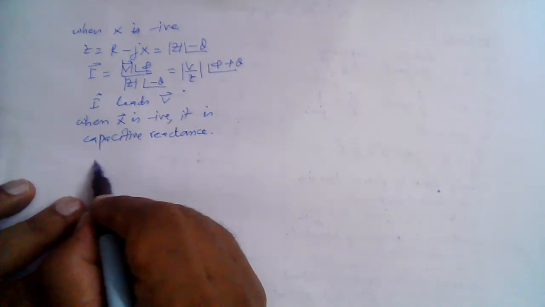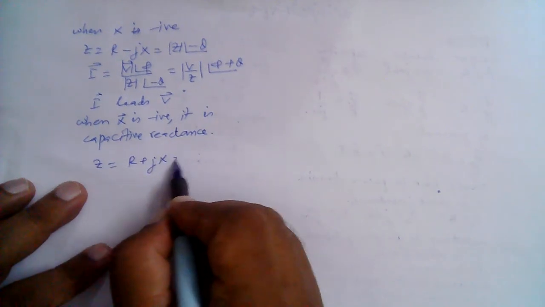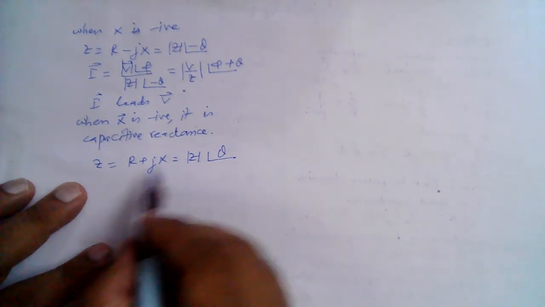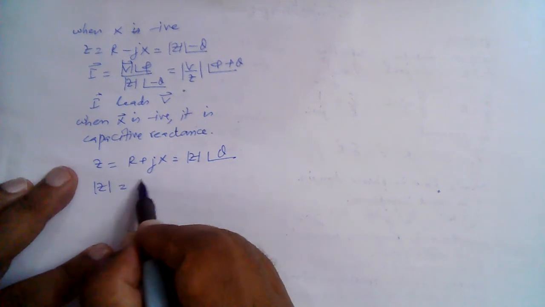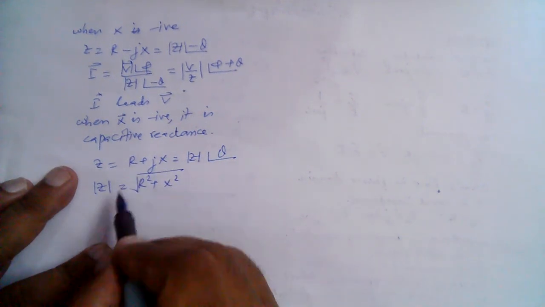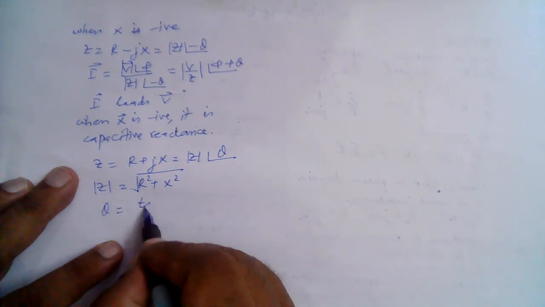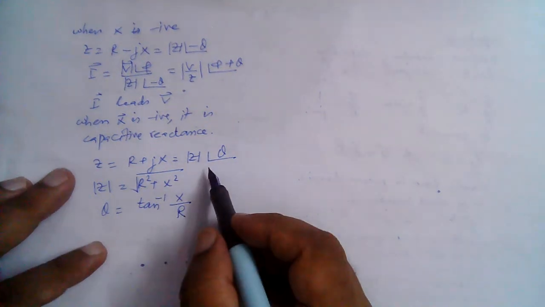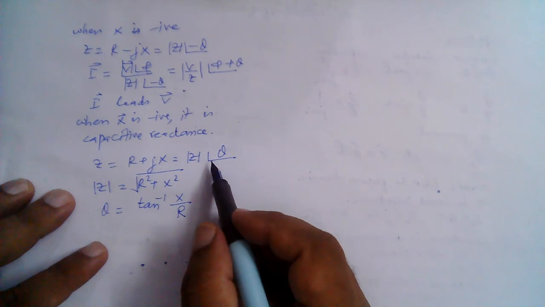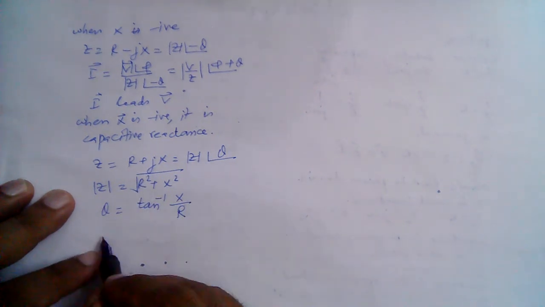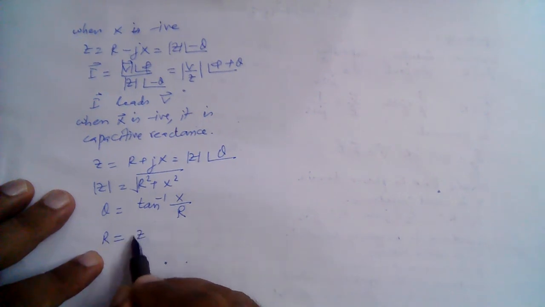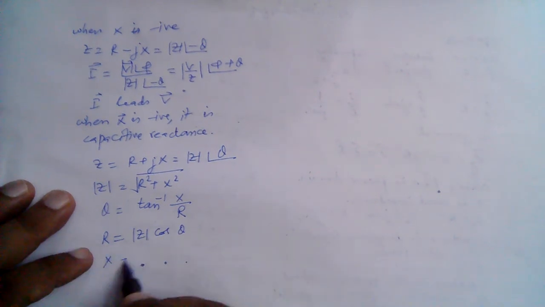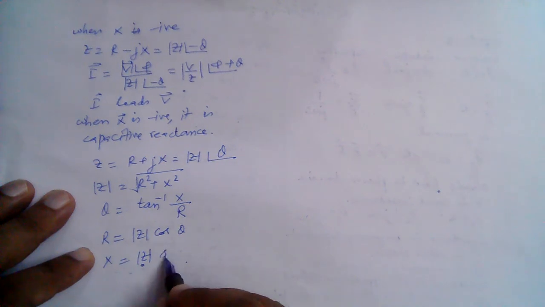Furthermore, as we have discussed earlier, R plus jX can also be represented in polar form like this: Z angle theta, and this magnitude Z is equal to the square root of R squared plus X squared, and theta is equal to tan inverse of X over R. And if we are given this polar form, we can convert it to the rectangular form, where R is equal to Z cos theta, and X is equal to Z sine theta.